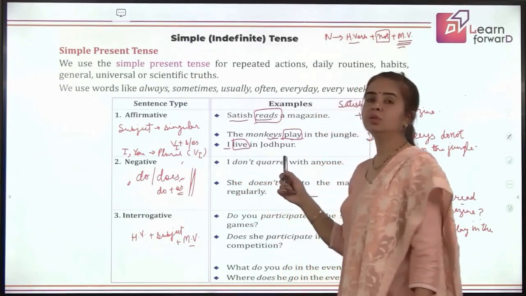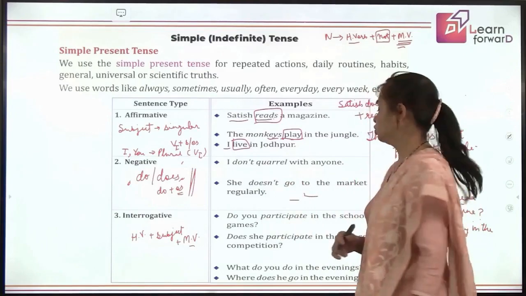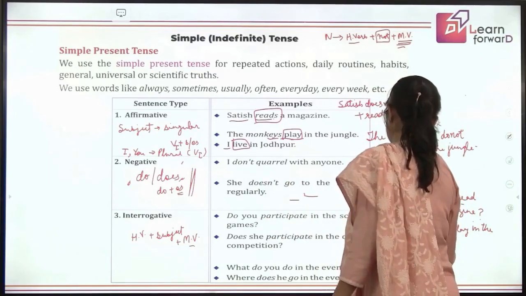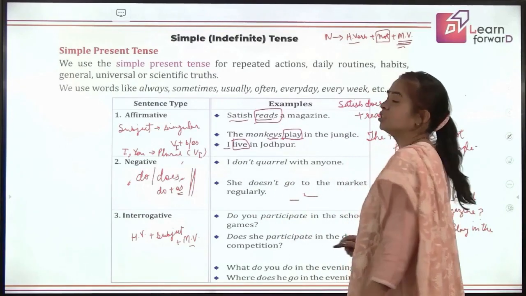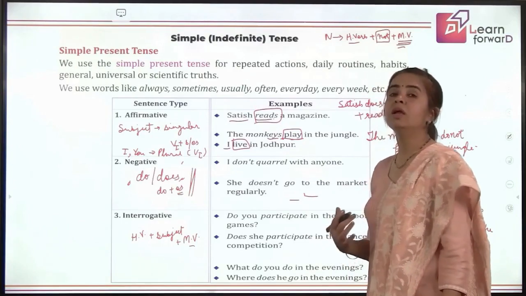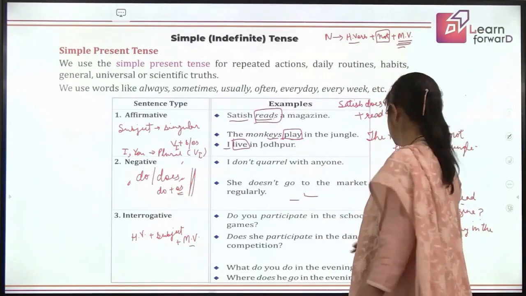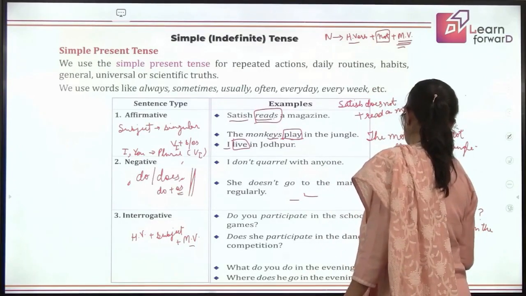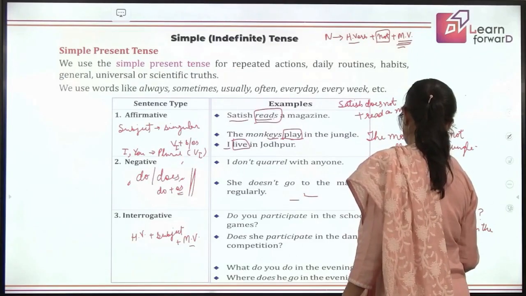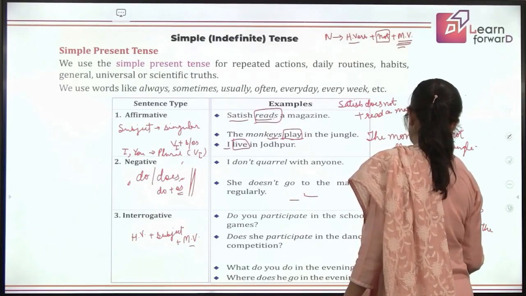And how do you write the third one? I live in Jodhpur. Do I live in Jodhpur? We are not going to change the subject because generally this makes no sense. Do I live in Jodhpur? We ask, do you live in Jodhpur? Okay. But we are not going to change the subject. Do I live in Jodhpur?